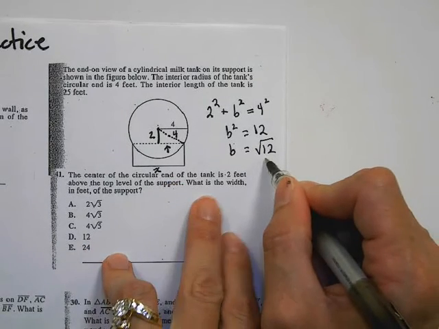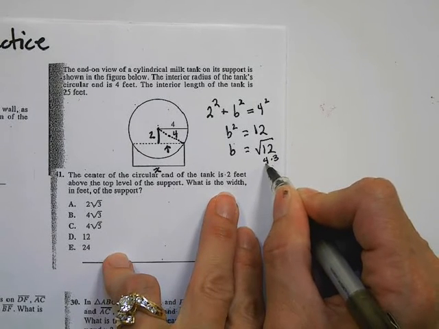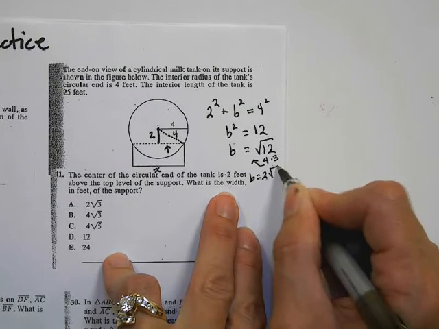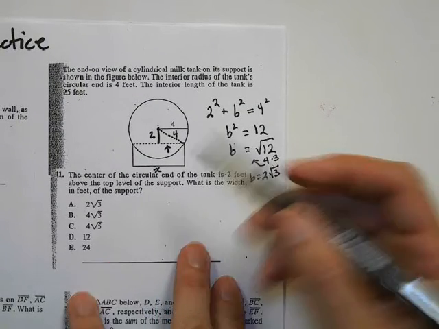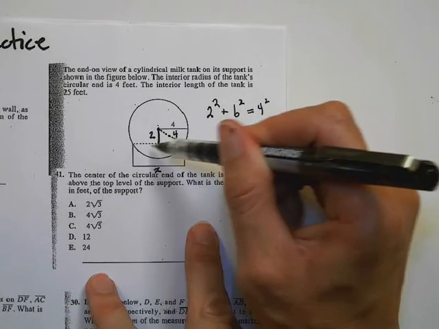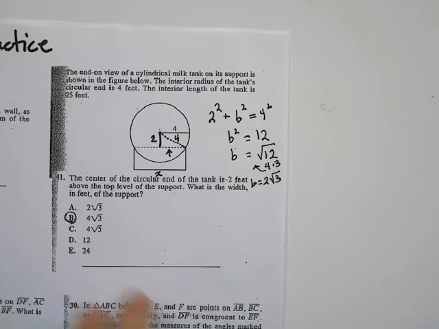Now if you remember how to simplify your radicals, that's 4 times 3. So the square root of 4 is 2. I'm going to move it to the outside of the square root sign and leave the 3 on the inside. So now that's just this line right here. I'm going to have to double it for the entire line. So the answer is B, 4 square root of 3.